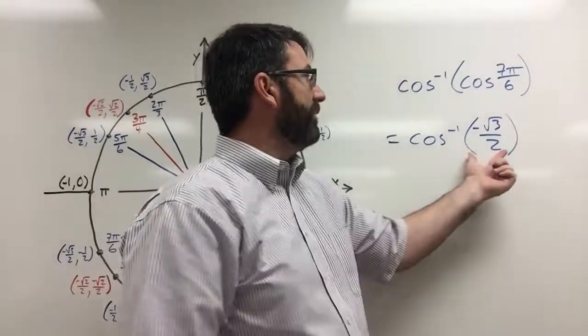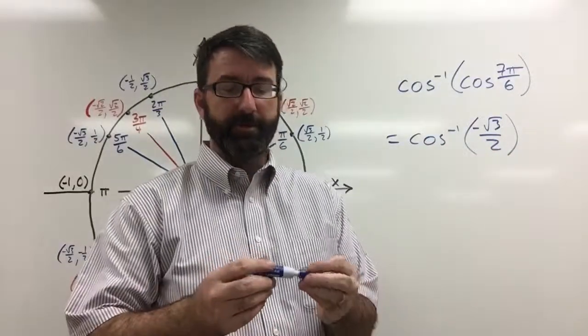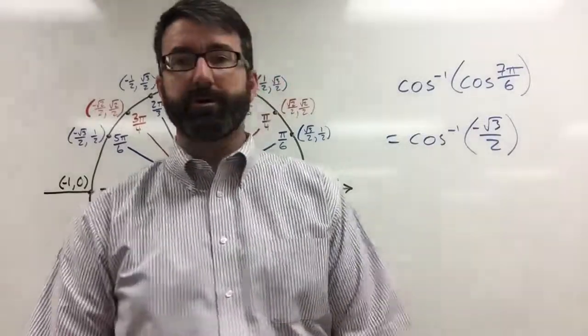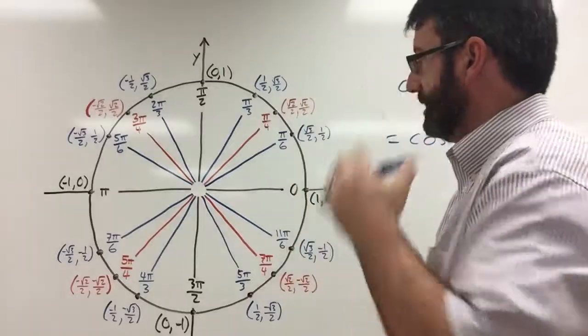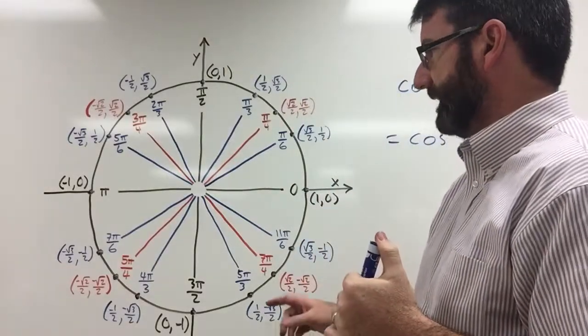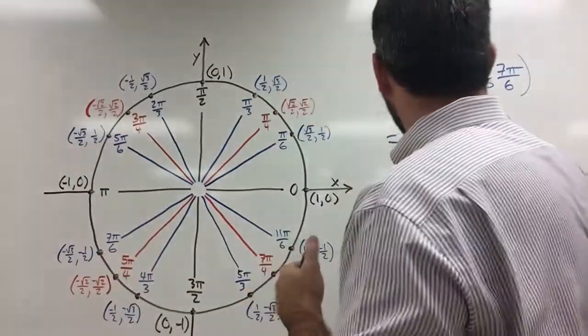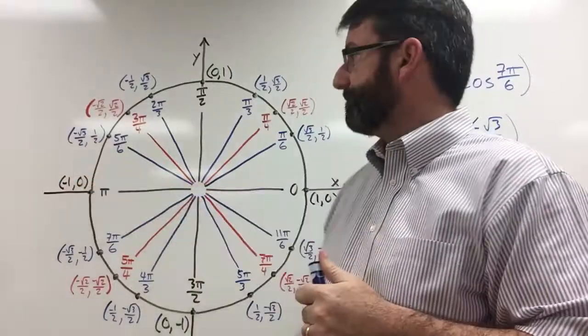All right, now we need to find the inverse cosine of negative square root of 3 over 2, and it needs to be within our restricted domain for inverse cosine. So we need to find the angles where the cosine is going to give us negative square root of 3 over 2. So one is, of course, 7 pi over 6, and the other one is going to be up here at 5 pi over 6.